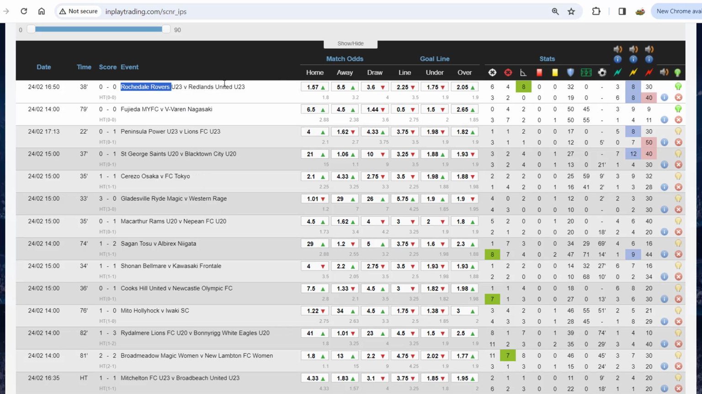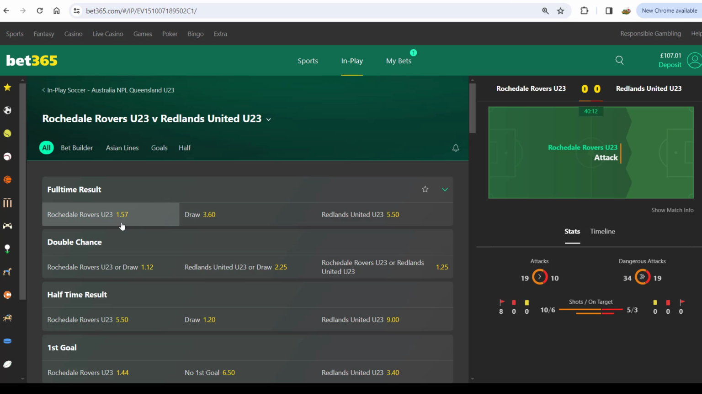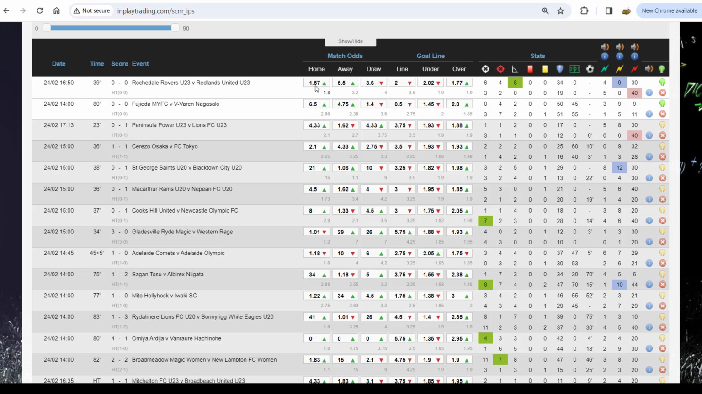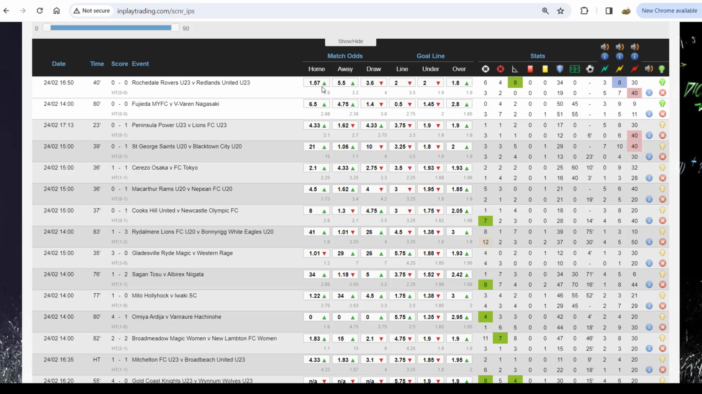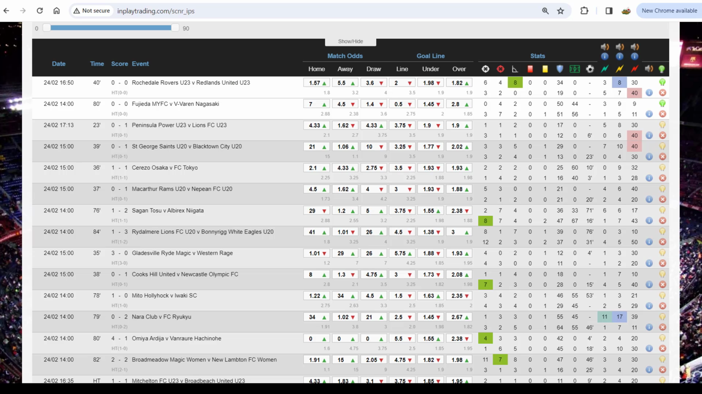So I might choose to grab that team name. I can pop into my Bet365 account, do a search for Rochdale Rovers, and I need the under 23 game. Have a look here, I can see it's 1.57, which is the exact odds here. So maybe these odds come from a mixture of Bet365 or Pinnacle, I'm not sure. And we can see that data's backed up here, and I can just put a cheeky £10 on that.